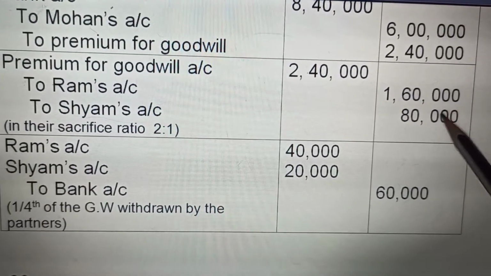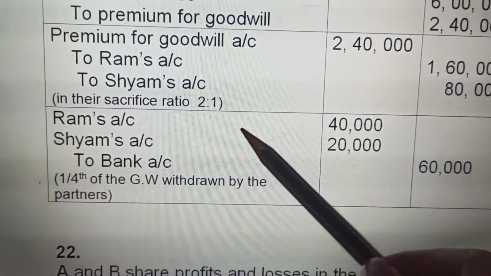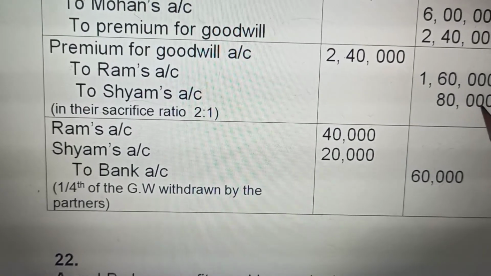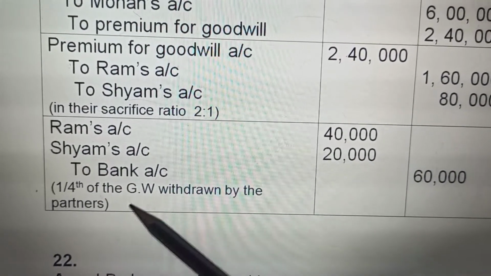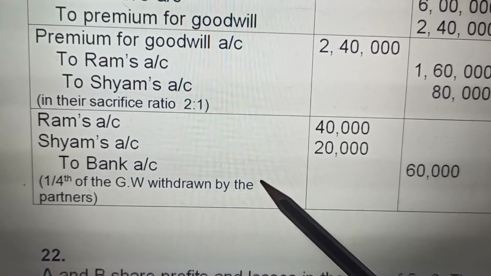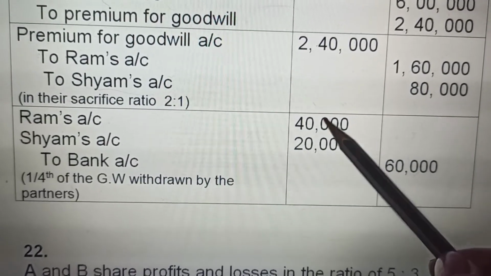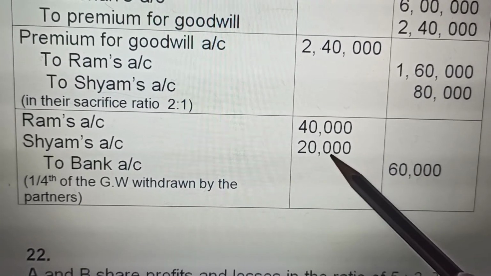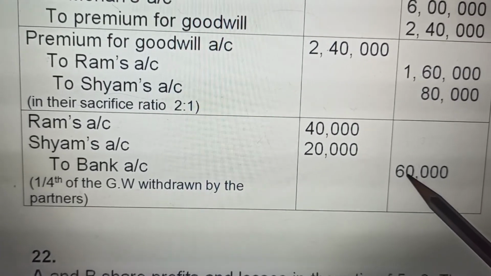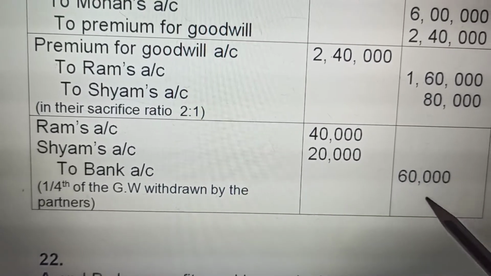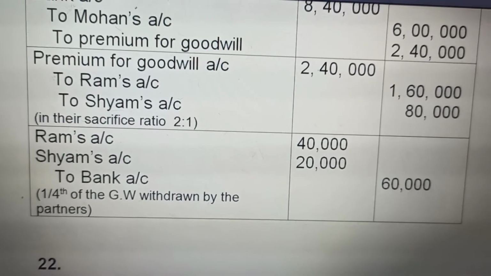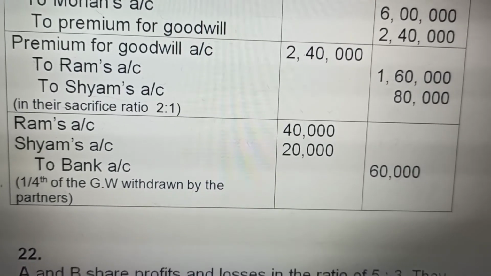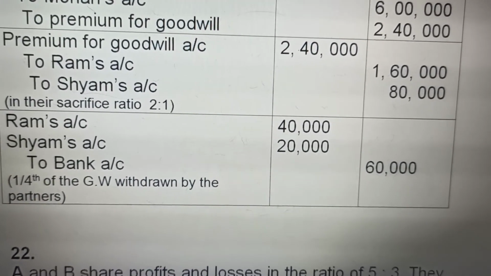This will be distributed among these partners in the sacrifice ratio, and Ram and Sham withdraw. It is said that 1/4 of the goodwill is withdrawn by the partners. 1/4 of this is withdrawn by this partner, 1/4 of this is withdrawn by this partner. This is the total amount that is withdrawn. This is the journalizing of the treatment of goodwill, and it is done.